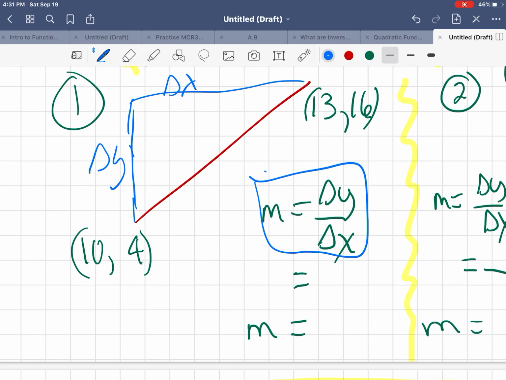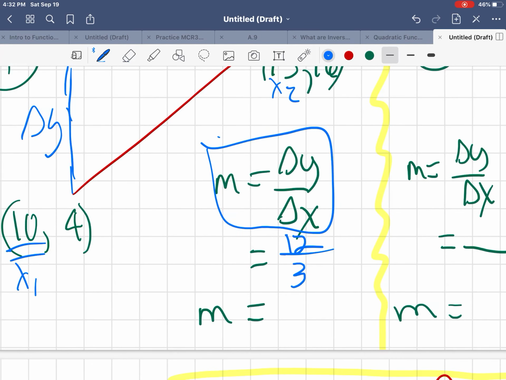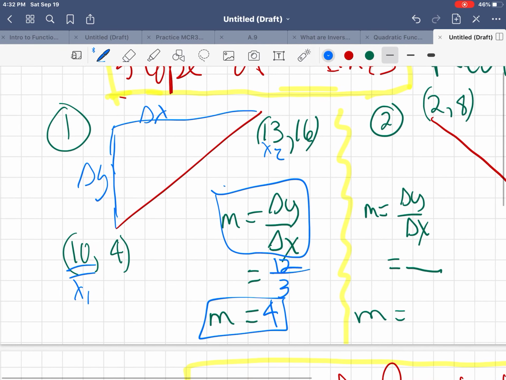So what is delta x? Well, this is your x1 here, this is your x2. So how much did x change by? It went from 10 to 13, so from 10 to 13 is 3 units. That's delta x. Delta y is from 4 up to 16. 16 minus 4 is 12. So it's 12 divided by 3. I probably should do delta y first, it would make more sense. So 3 goes into 12 4 times. The slope of that is 4, delta y over delta x. That's a positive slope because it's going uphill.